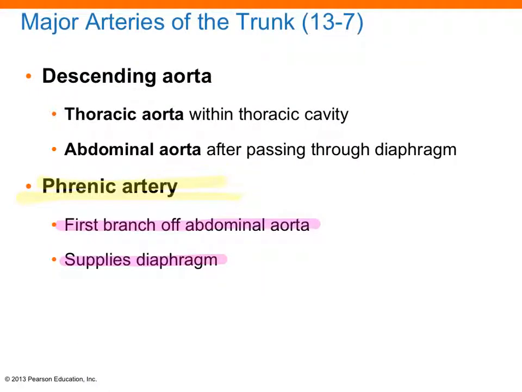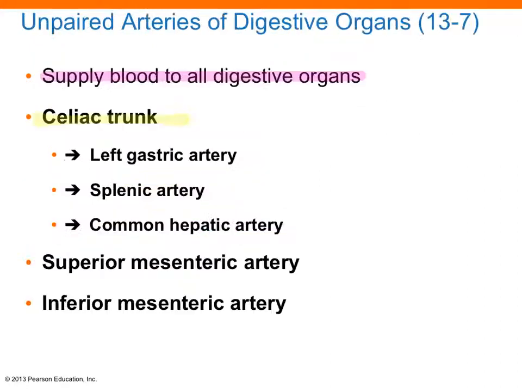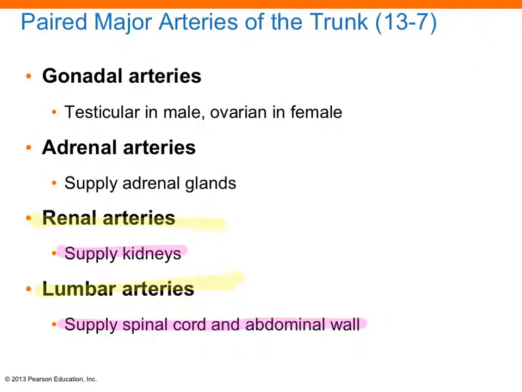There are two major arteries of the trunk, the descending aorta and the phrenic artery. Make sure you know the major arteries of the trunk, specifically the renal arteries supply the kidneys, the gonadal arteries supply the gonads, the adrenal arteries supply the adrenal glands, and the lumbar arteries supply the spinal cord and abdominal wall.